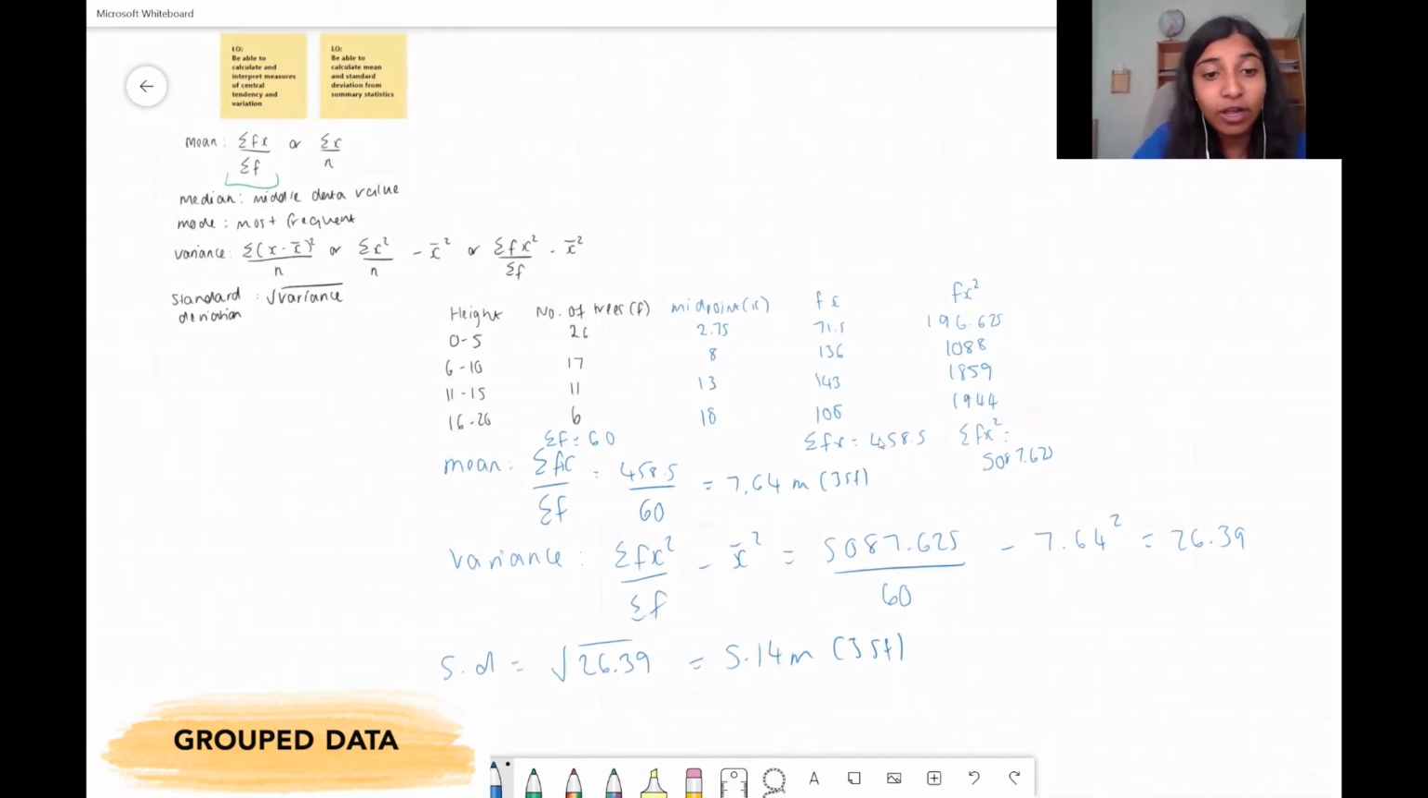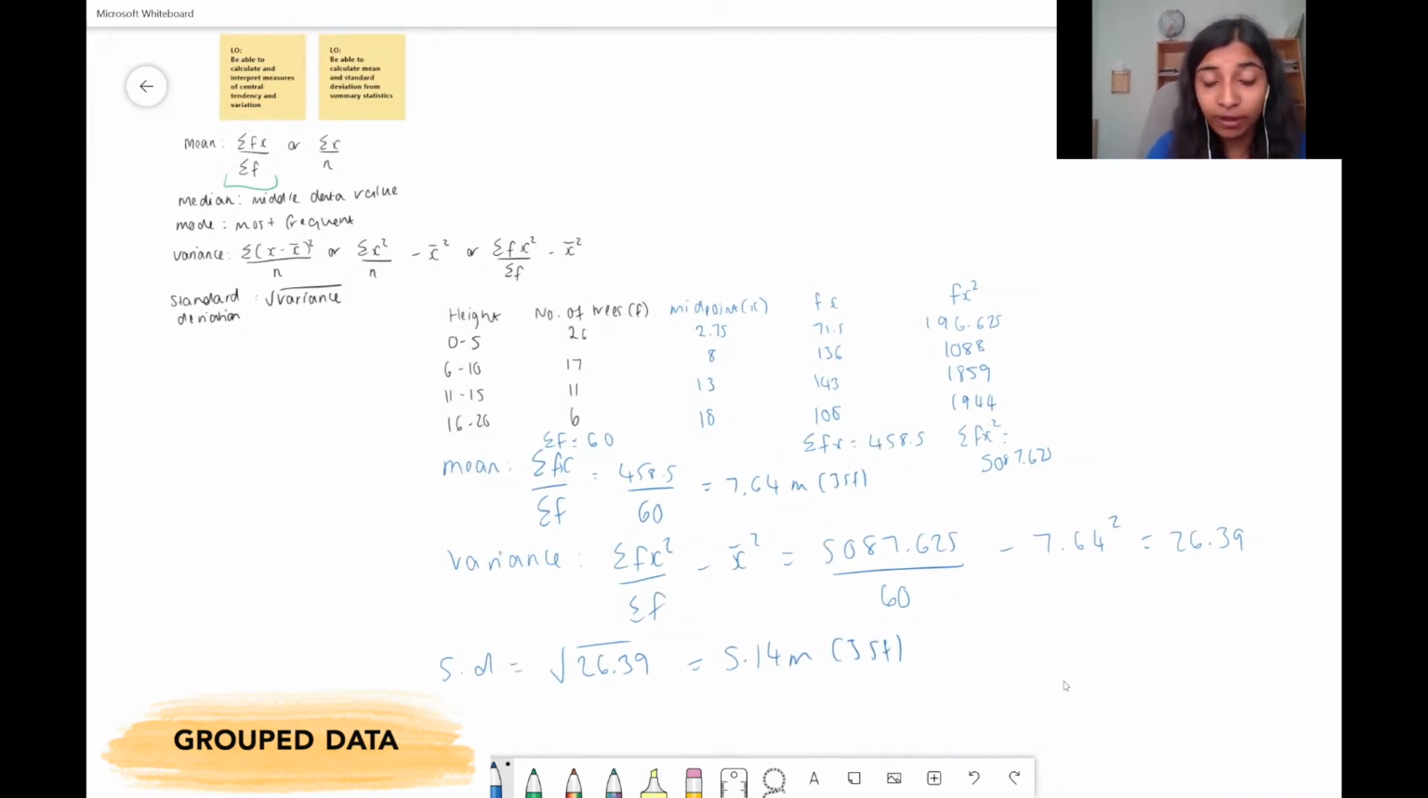So that's how you find your mean, variance and standard deviation using group data. You just want to find your midpoints, find fx, so do your frequency times your midpoint, and then turn that into your formula for the mean. And then for standard deviation, you want to find your fx squared, use your frequency times your midpoint squared for each value, sum that all up, divide that by the sum of your frequency, and then subtract your mean squared from that. And remember, standard deviation is just the square root of your variance.